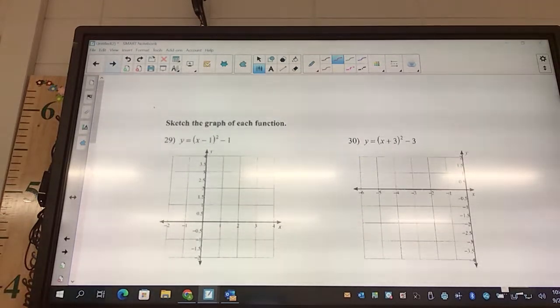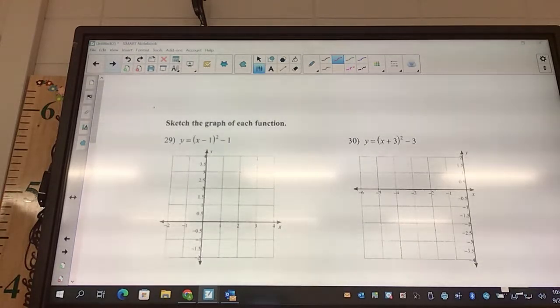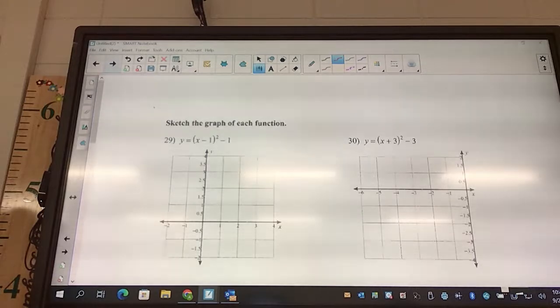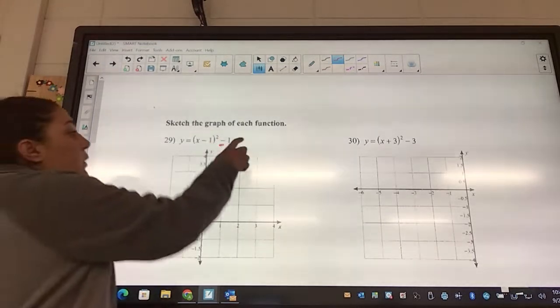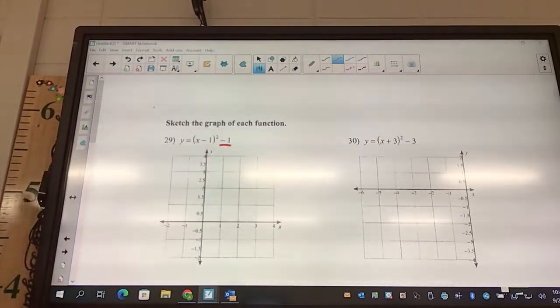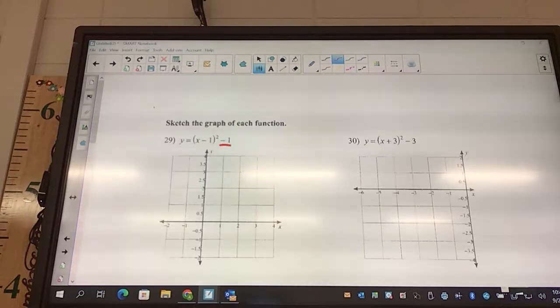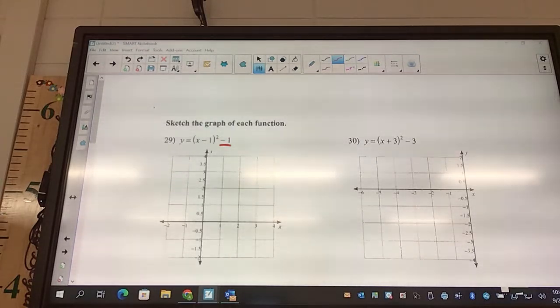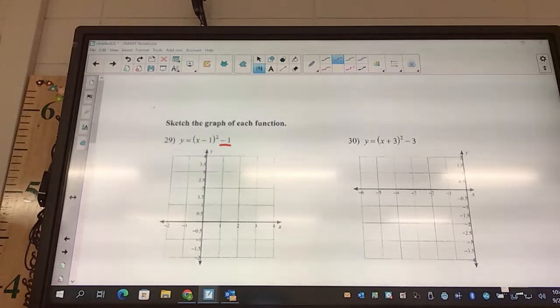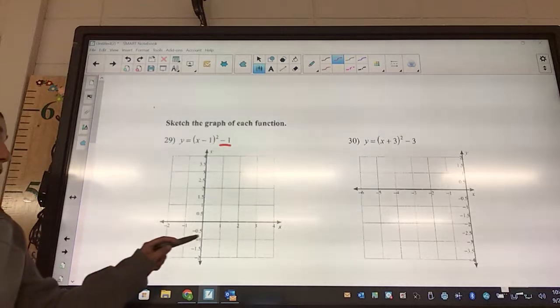Okay, so is this a V or a U? How do you know it's a U? It's got the parentheses. Okay, what does this -1 do? You go to -1, negative 1. Okay, what does it do though? Up and down. Y line. We're going to go down 1 on the Y line. Okay, so we're going to go down 1.